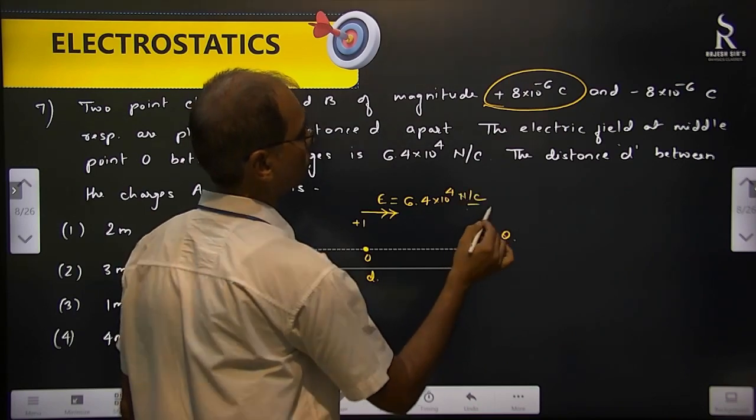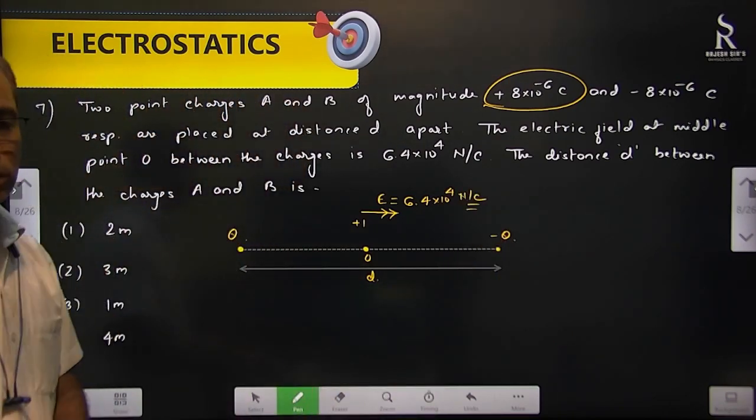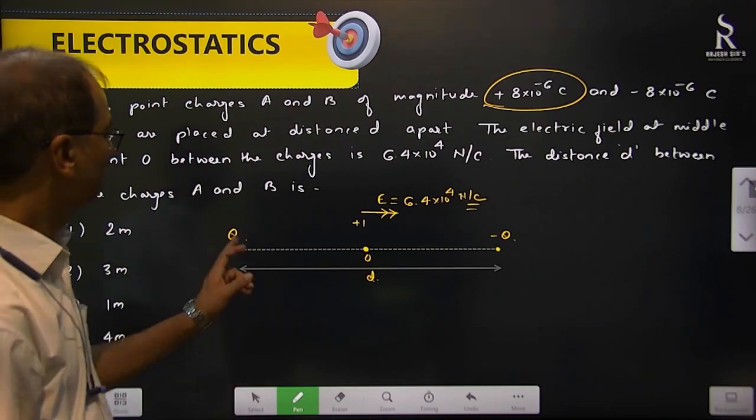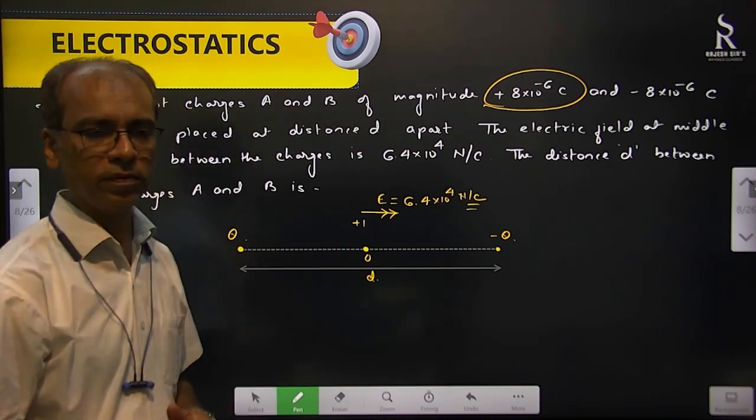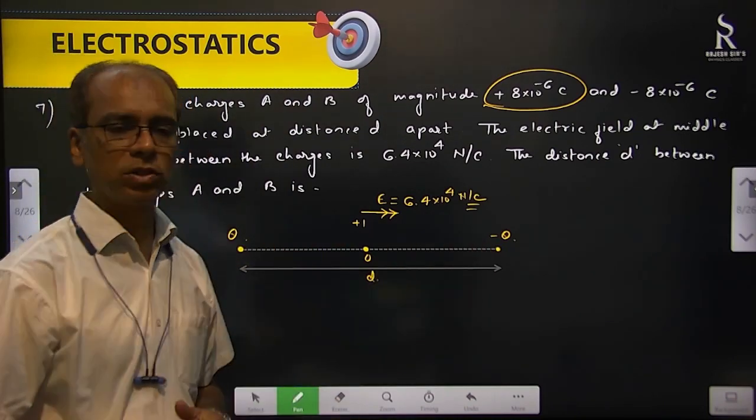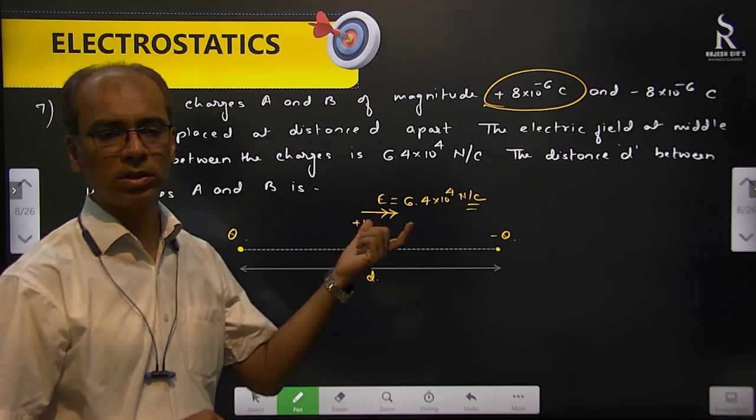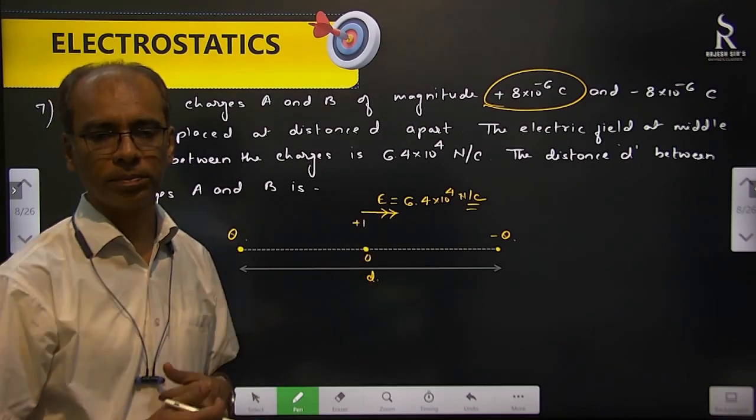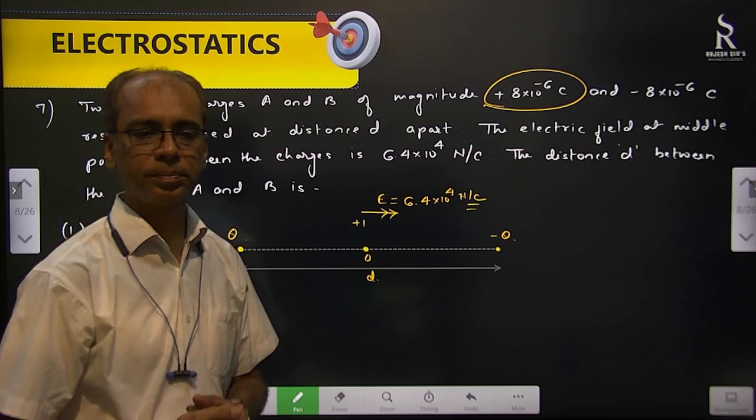Okay, no issues. Then what we have to find? The D value, distance D. Okay, no issues. Because of Q here we will find the electric field first. Then because of this minus Q we will find the electric field, and we will add them because both are in the same direction. And we will equate with this one.